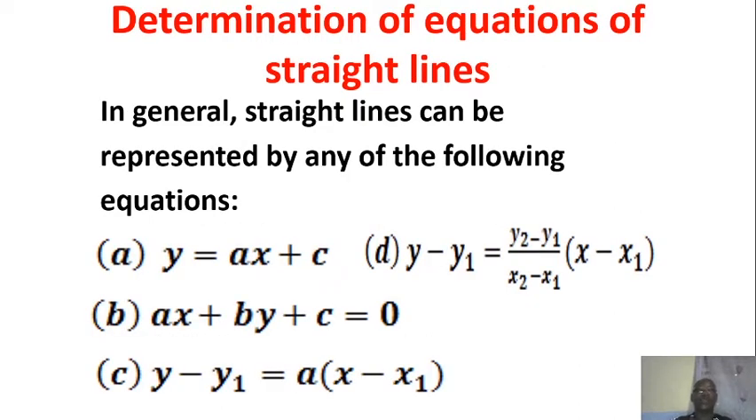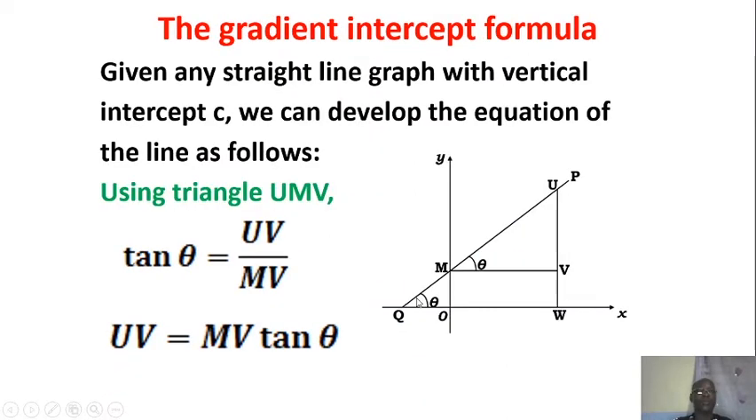Determination of equation of a straight line. In general, straight lines can be represented by any of the following equations. You can see the first equation, the second equation, the third one, and the fourth one. Each of them is the equation of a straight line, and you will understand each of them better as we go on. The first one is called the gradient intercept formula.